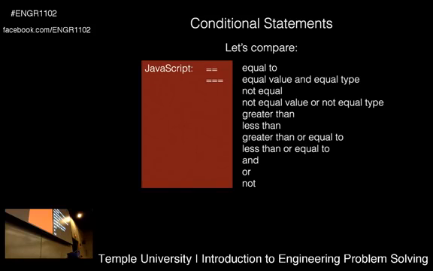A lot of languages don't have this. JavaScript's a bit unique in that. Not equal to, we use an exclamation point. Gave that one away before I asked. So what do you think not equal to or not equal types is going to look like? Yeah, an exclamation point and 2 equal signs. Cool. How about greater than?